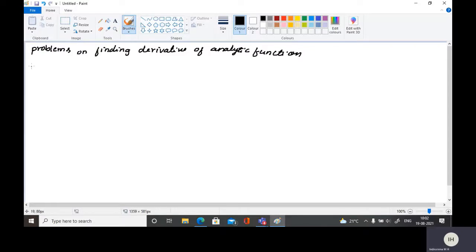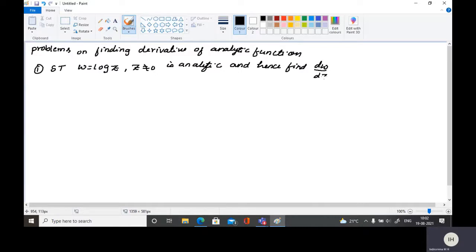Take the question. First one, show that w is equal to log z for z not equal to 0 is analytic, and hence find dw by dz. So come to the solution.